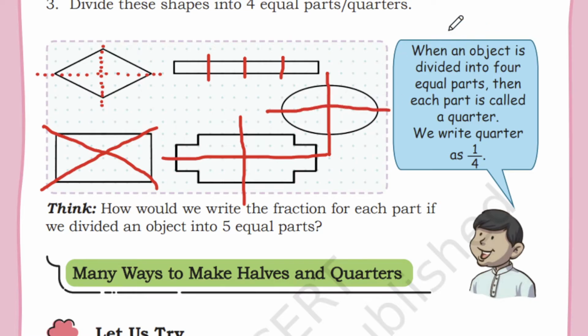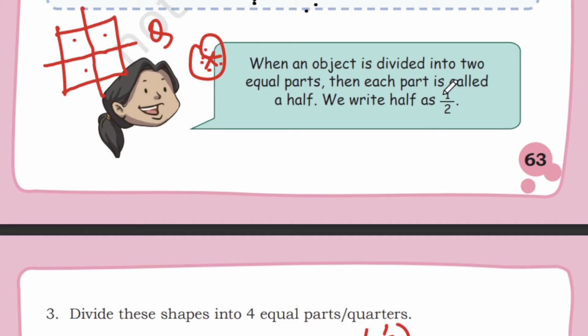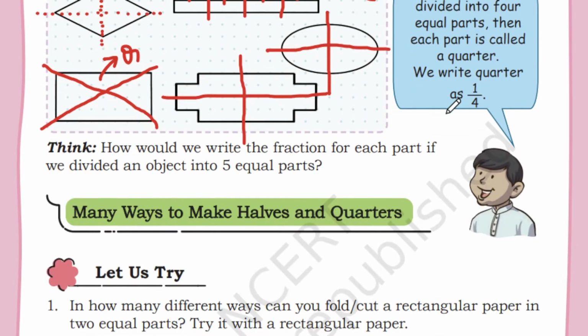Now, when an object is divided into 4 equal parts, then each part is called a quarter. For example, this is an object and this is divided into 4 equal parts. One of these parts is called a quarter. So this is the first quarter, second quarter, third quarter and fourth quarter. We can write a quarter as 1 by 4. Half is 1 by 2 here, and quarter is 1 by 4.